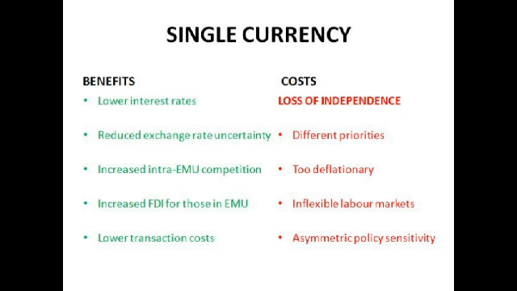The big cost of a single currency is basically the loss of the independent monetary policy, because if you've got your own monetary policy, you can change it as your economy needs it and stuff like that. Whereas if you've all got the same monetary policy, it can't be changed to meet you. And a particular one that's important for this is asymmetric policy sensitivity. It's the bottom one, but it's the first one I think of all the time.